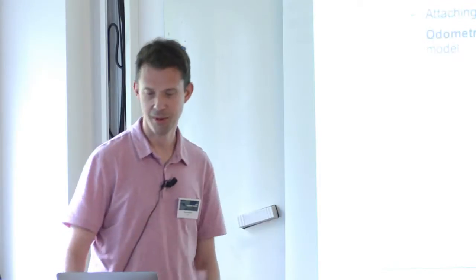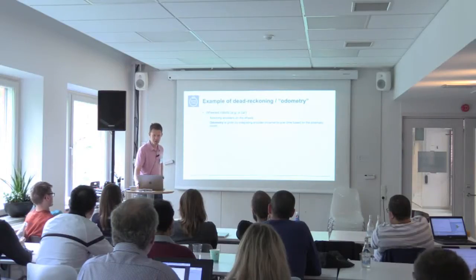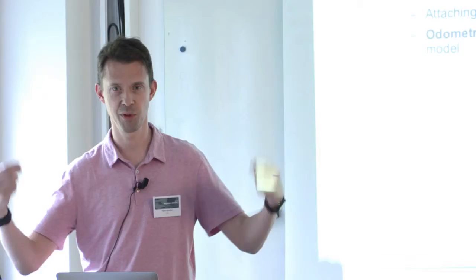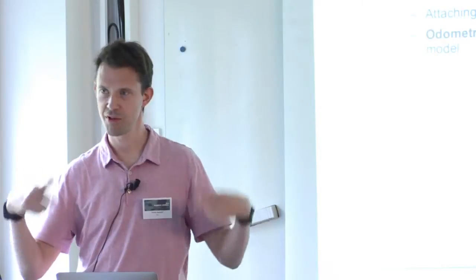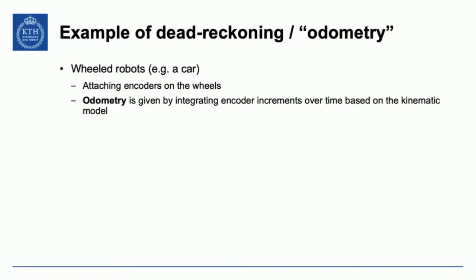Okay, so this is one example of how you could do dead reckoning. If you have a robot with wheels, you might put encoders on the wheels, and you simply count how many degrees the wheels have moved. If I then have a kinematic model for the car, which is straightforward, I can estimate how it's moving. I need to know how the wheels have been moving and how my steering wheel is pointing. And this gives us something typically called odometry.